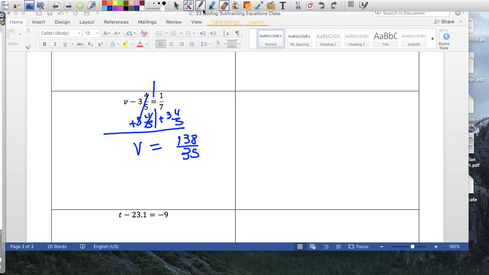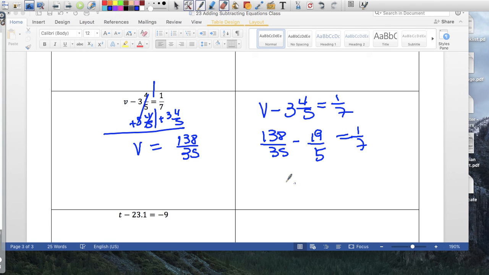If I continue, I have V minus 3 and 4/5 equals 1 over 7. 138 over 35 is V, right? And I'm going to change this to an improper fraction. 5 times 3 is 15, plus 4 is 19 over 5, equals 1 over 7. Hopefully that simplifies. So we find the LCM, which is 35, right? 5 times 7 is 35. 19 times 7 is, I have no idea again. What is it? 133.